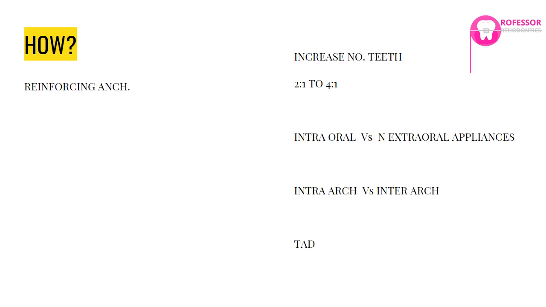Just keep in mind that the anchorage value of the anchorage unit should be at least 2 to 4 times that of the movement unit. That is, your anchorage value of A should be at least 2 times that of M, or else you're going to lose anchorage. It's better to err on the safer side, so try to have an anchorage value which is 4 times that of the M unit. So if your tooth movement unit has a root surface area of 100, your anchorage unit should have a root surface area of at least 400 or more.